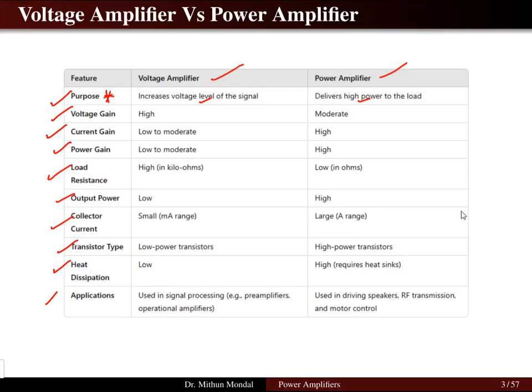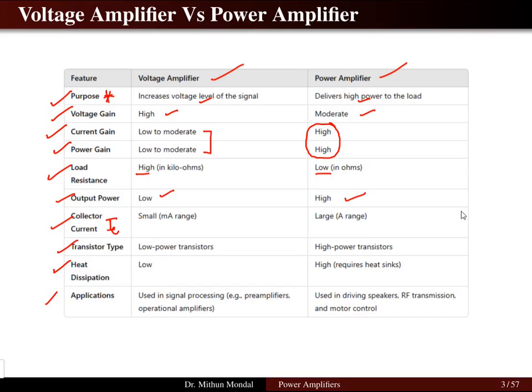Voltage gain is high in the voltage amplifier, but moderate in the power amplifier. Similarly, the current gain and power gain are low to moderate in the voltage amplifier, but high in the power amplifier. So the power amplifier, generally, we can think of as a current amplifier because it is basically increasing the current. Obviously the power also increases. Load resistance is high in the voltage amplifier, but low in the power amplifier. Output resistance is low in the voltage amplifier, whereas in the power amplifier it will be high.